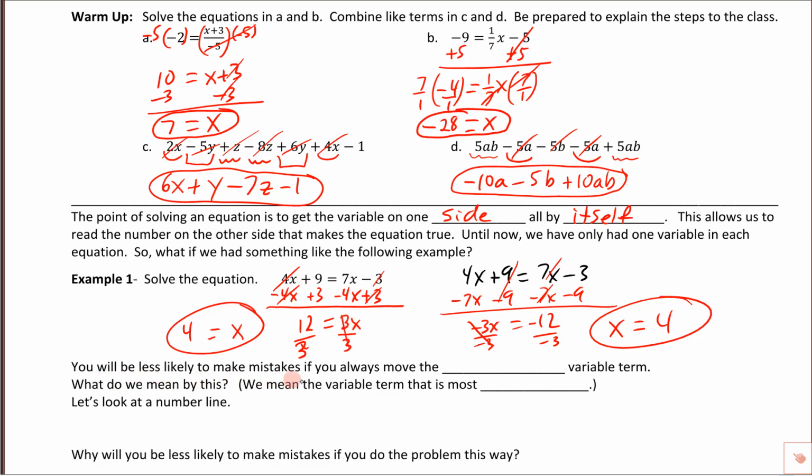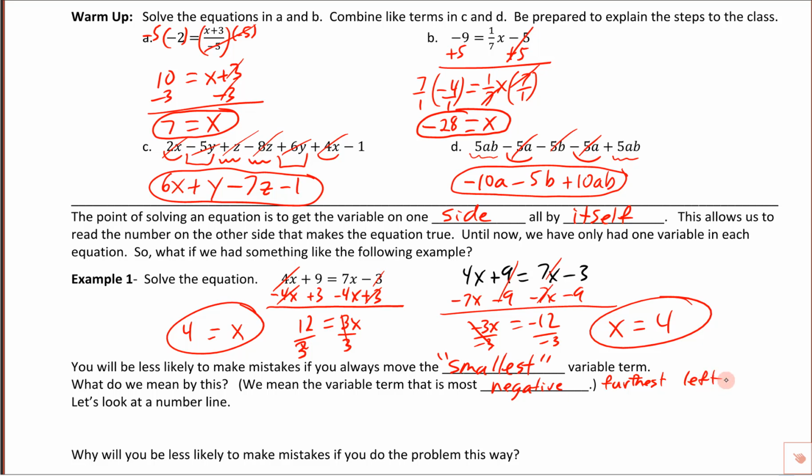We're going to be less likely to make mistakes if we always move the smallest variable term. Okay, and I'm going to put smallest in parentheses because what we mean by that is the variable term that is the most negative. Okay, and I'm also going to write this: furthest left.